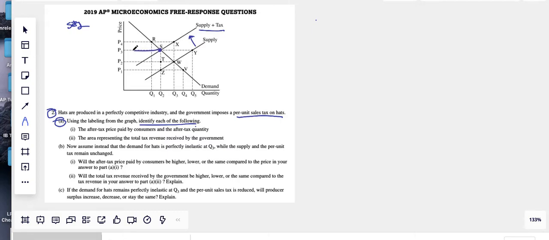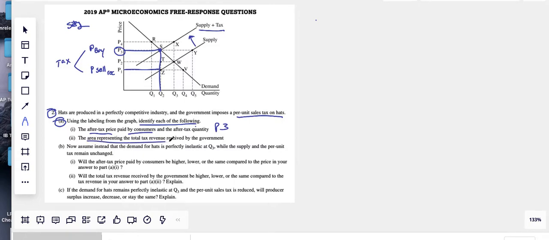We have a new price that the buyer pays, P3. We have a new price that the seller would put in his pocket. So this is the price the buyer would now pay. This is the money or the price that the seller would put in his pocket or receive, is P1. And that should be an understanding there, is the vertical distance between these two curves, anywhere on these two curves, the vertical distance is the amount of tax. So the difference between P3 and P1 right now is the amount of the tax. So the after-tax price paid by the consumer would be P3.